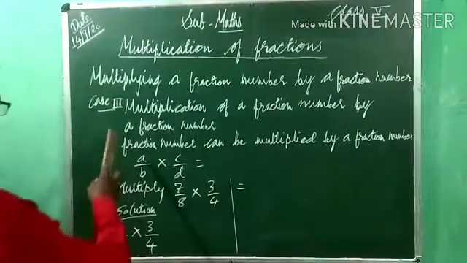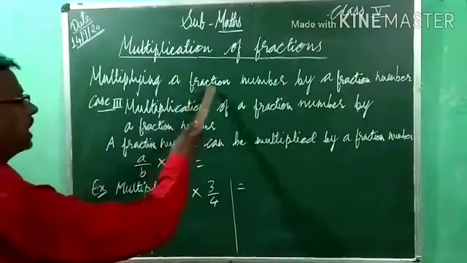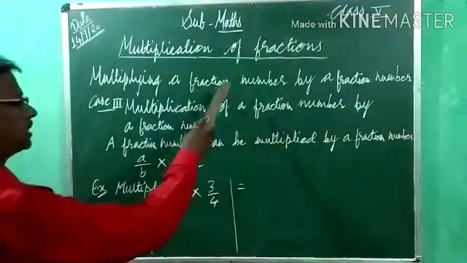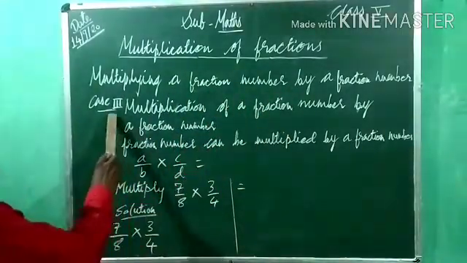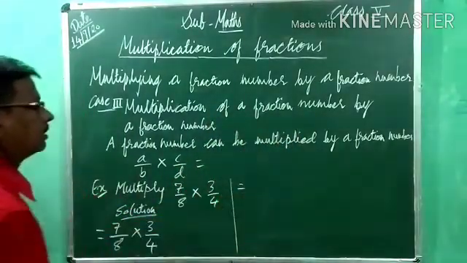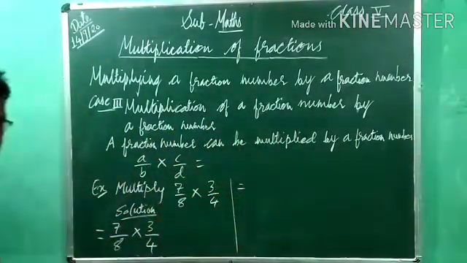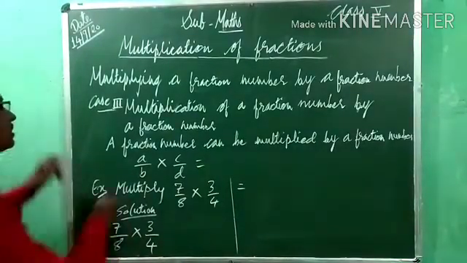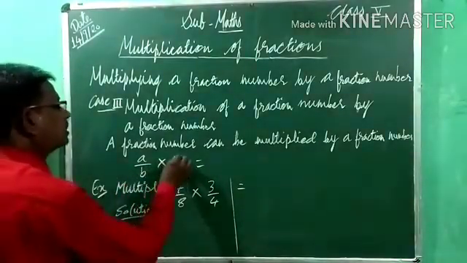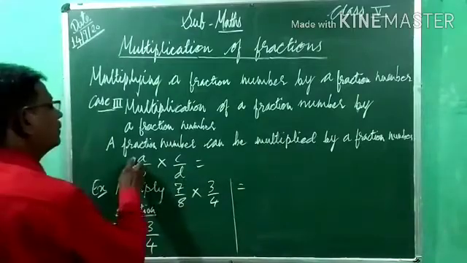Now case 3: multiplying a fraction by a fraction. Otherwise, case 3: multiplication of a fractional number by a fractional number. A fractional number can be multiplied by a fractional number. How? For example, suppose a by b is a fraction into c by d. Then how do we find the answer? What do we have to do?